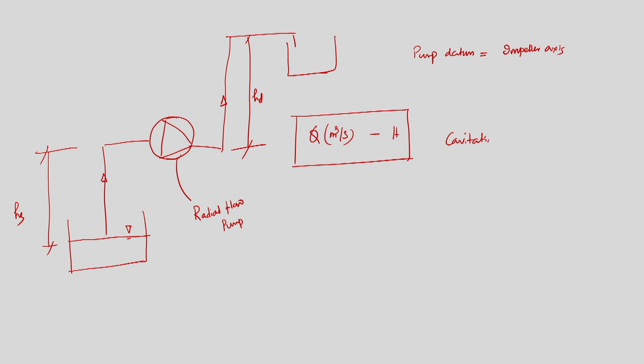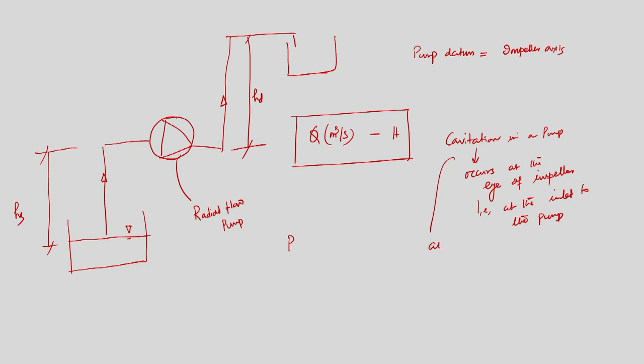This cavitation, which is not a desirable phenomenon at all, occurs in a pump at the eye of the impeller, that is, at the entry to the pump, that means at the inlet to the pump. Now, cavitation is most likely to occur at the suction side. So from this I can say cavitation in a pump occurs at the eye of the impeller, that is at the inlet of the impeller, that means it occurs at the suction side.